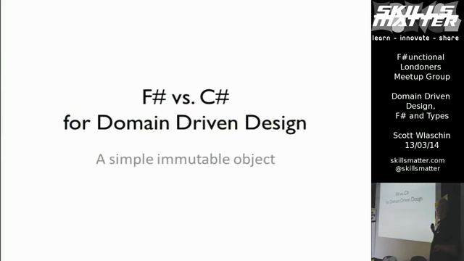Very good. So let's compare F# and C# for domain-driven design. And we're going to take a very simple, immutable object. Now, in domain-driven design, there's this concept of value objects versus entity objects. And value objects are immutable and they don't have identity and so on and so forth. And entities have identity and so on. So we'll have a quick look at how F# and C# compare with those.